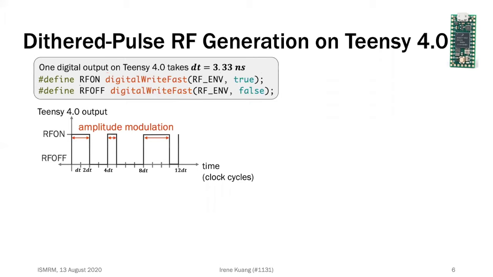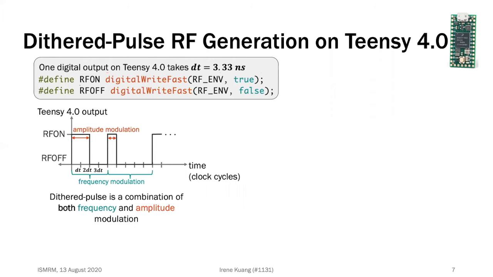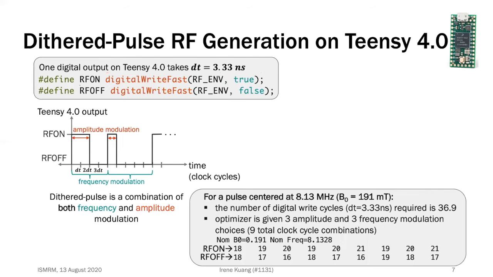Amplitude modulation is achieved by adjusting the pulse duty cycle, and frequency modulation through altering the period of these square waves. Through a combination of both amplitude and frequency modulation, we create what we call dithered pulses. For the rest of this talk, I will focus on the optimization of a pulse centered at 8.13 MHz to be used in permanent magnet arrays with B0 around 190 millitesla.